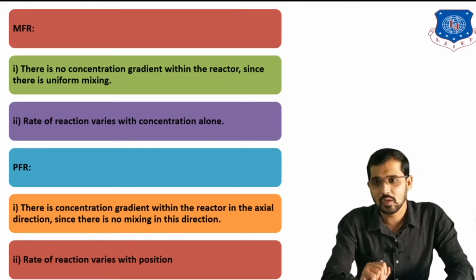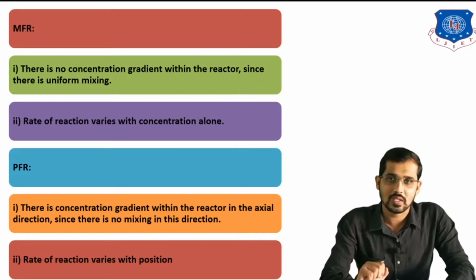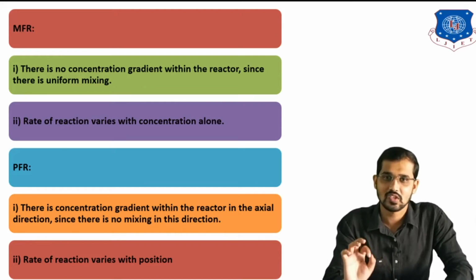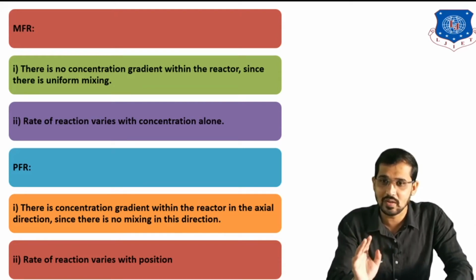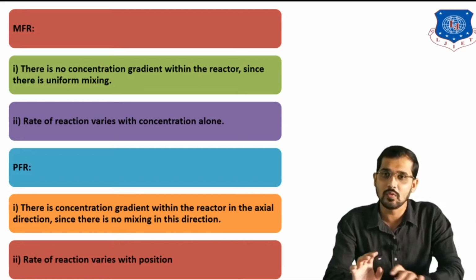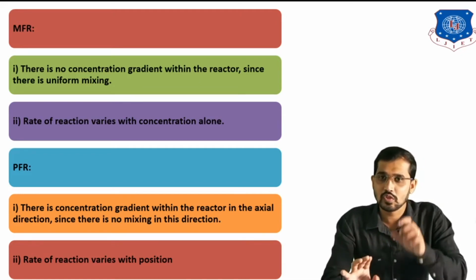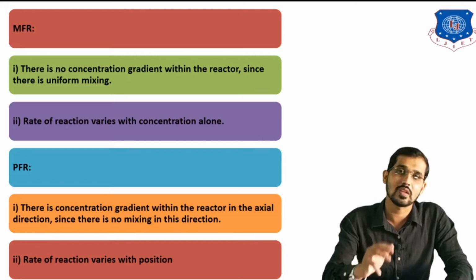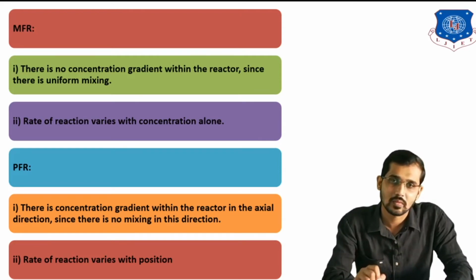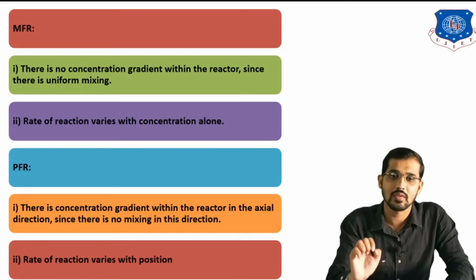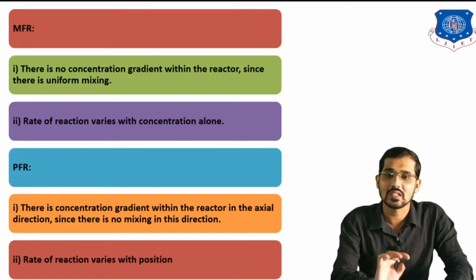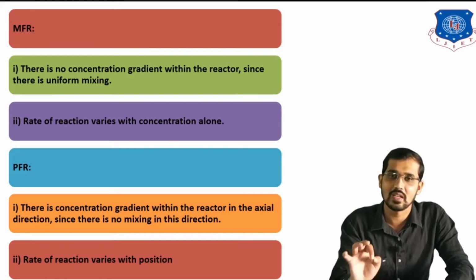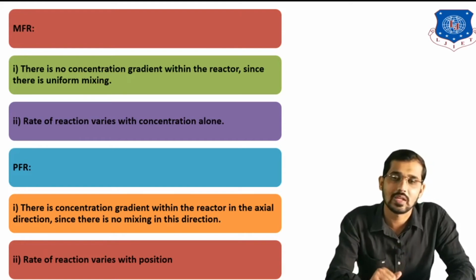Now we will see next important points related to the PFR. You can see on the screen, there is a concentration gradient within the reactor in axial direction. There is a concentration gradient, means there is a concentration difference available in the PFR. I told you there is no uniform composition in the PFR. Uniform composition is available in MFR because there is uniform mixing. But in PFR, there is a concentration variation according to the length of the reactor. That's why there is a concentration gradient within the reactor in axial direction, since there is no mixing in this direction. That's why there is a concentration variation along the length of the reactor.